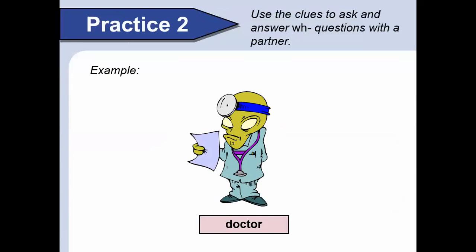Use the clues to ask and answer WH questions with a partner. For example, a doctor, right? How can we ask this? Who's he? He's a doctor, right? He is a doctor. And let's continue with the other ones.